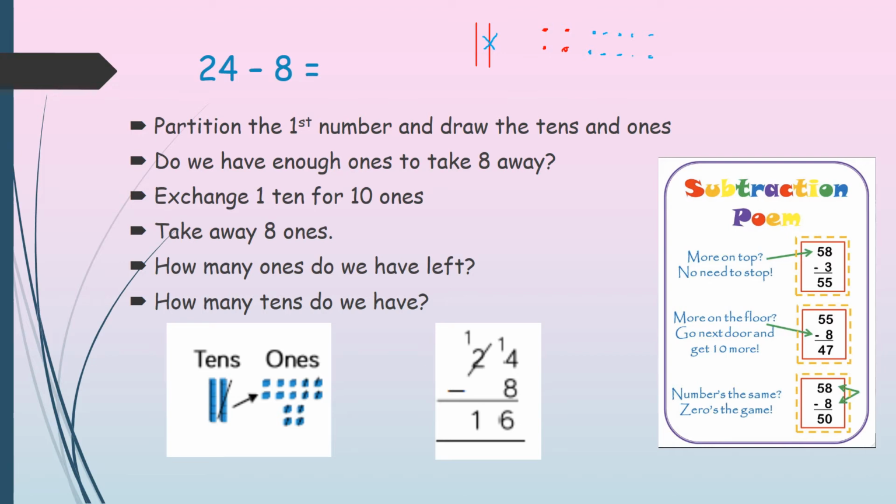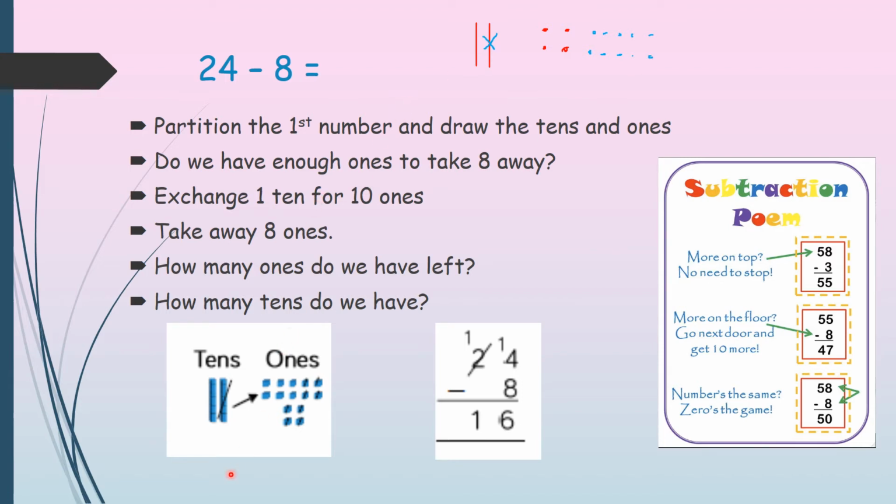So if I check it, I should still have 24. I've got my 10 stick there, 10, 11, 12, 13, 14, 15, 16, 17, 18, 19, 20, 21, 22, 23, 24. It's always worth checking that you've still got the same number once you've done that swap, because if you've drawn the wrong number, you're going to end up with the wrong answer.